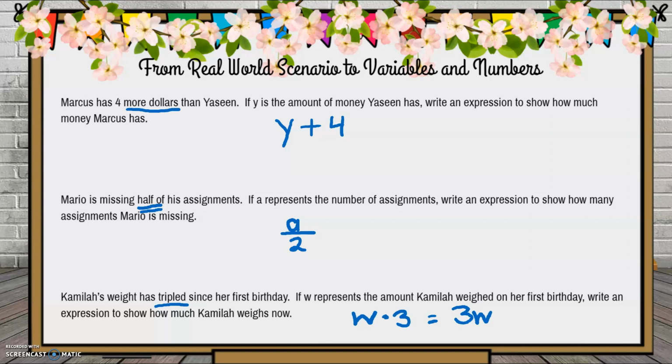So our answer for the first one was Y plus 4. The answer for the second one was A over 2. And the answer for the last one is 3W.